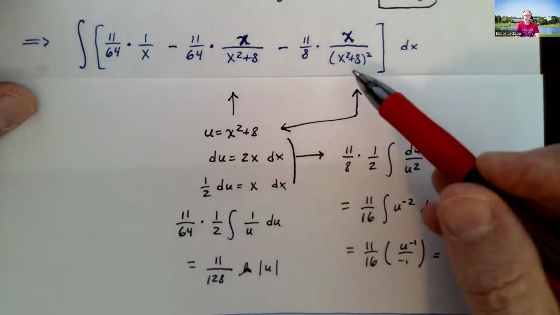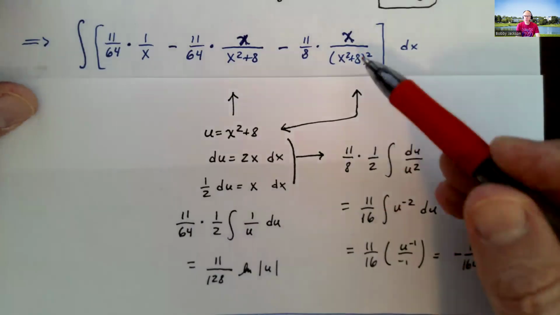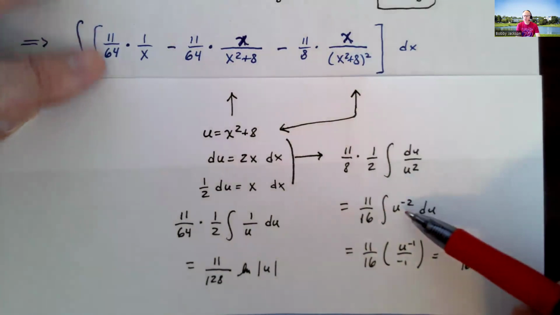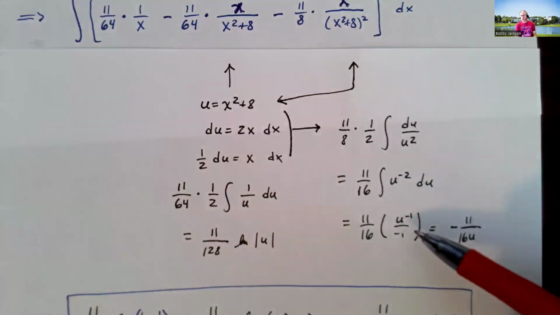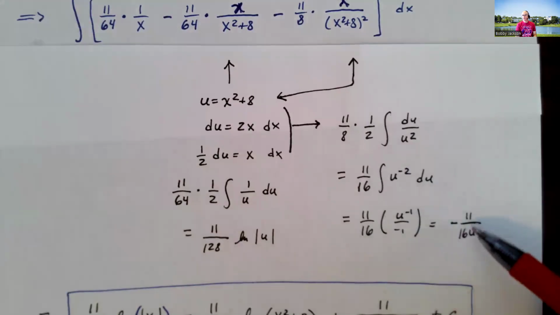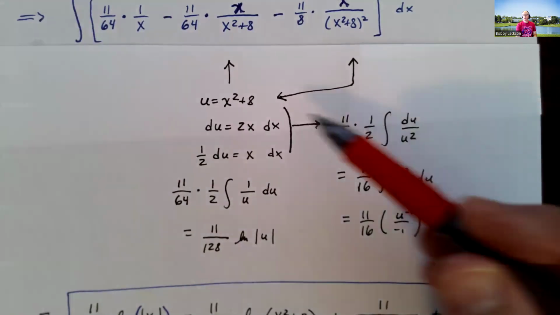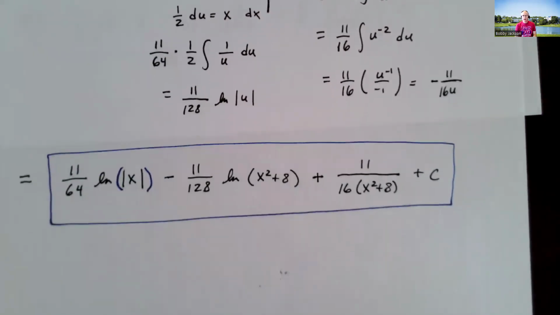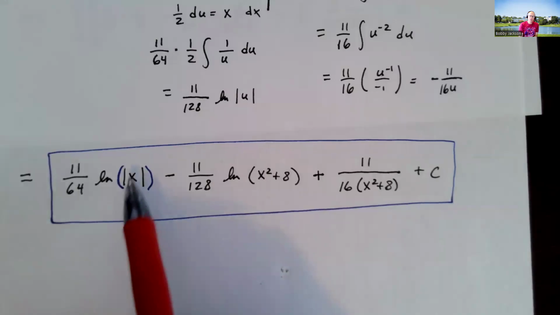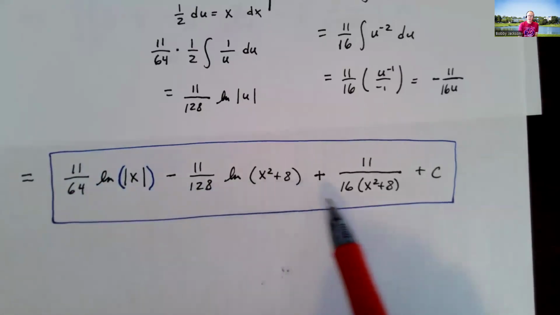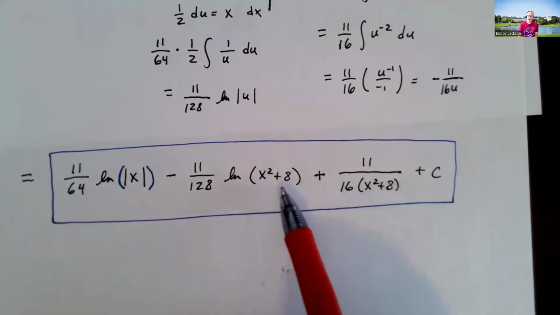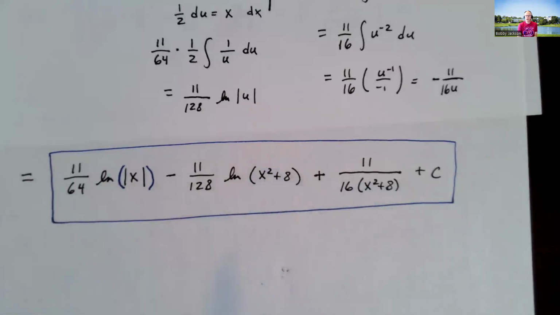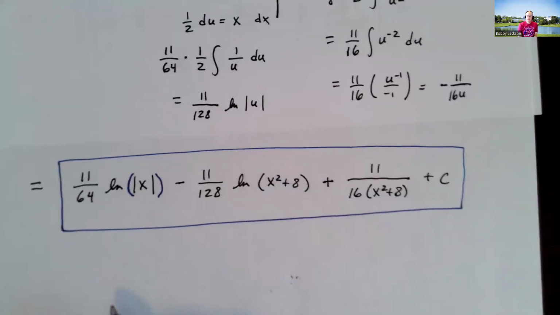Over here, notice I've got 11/8 times 1/2 du, and it'll be over u squared, which is the same as u to the negative 2. The antiderivative of u to the negative 2 by the power rule is this. And so I get negative 11 over 16u, again, where u was x squared plus 8. And so if I replace u with x squared plus 8, and remembering what our first term antiderivative was, here's the answer we get. Notice I don't need absolute value bars around the x squared plus 8 because that quantity will always be positive. And here's the result.